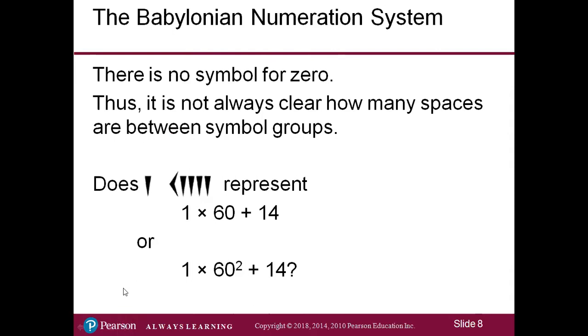There is no symbol for 0. Thus, it is not always clear how many spaces are between symbol groups. Does 1 space 14 represent 1 times 60 plus 14, or 1 times 60 squared plus 14? So that's one of the troubles. Before 0 has been discovered, identified, thought of, we don't really know, looking back, how big the space is between these symbols when we read them.